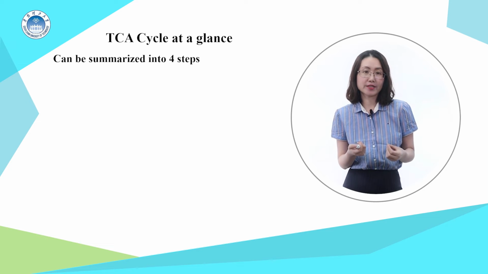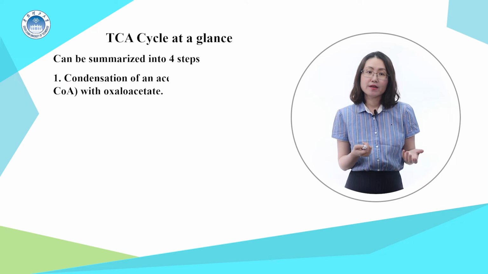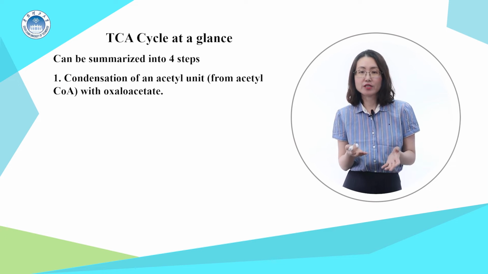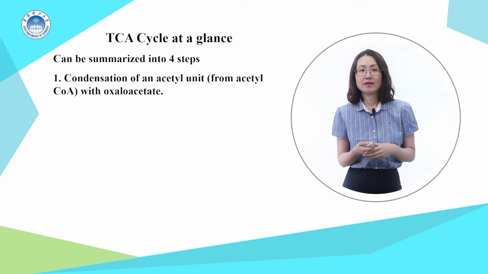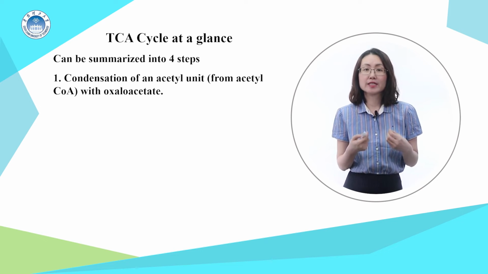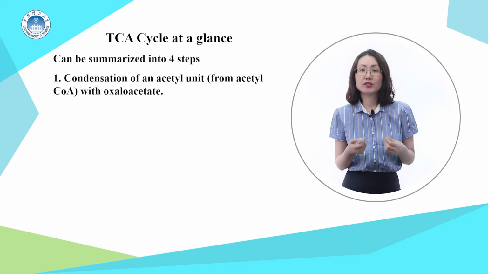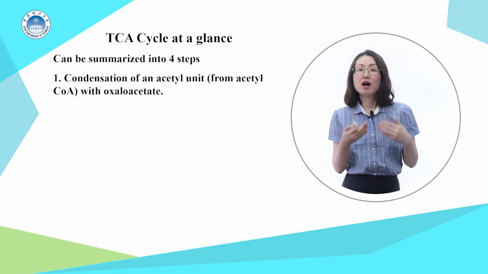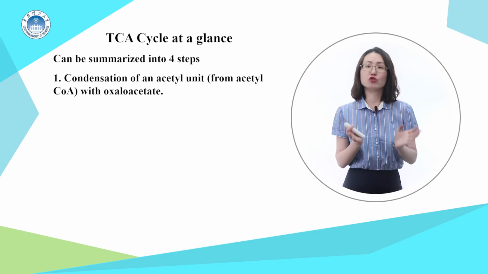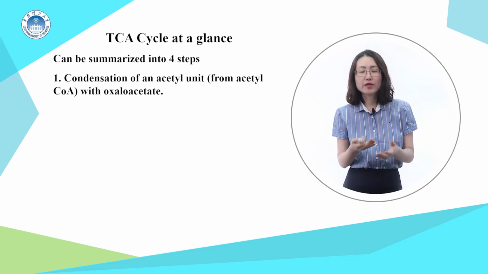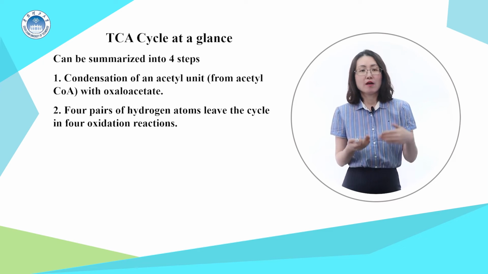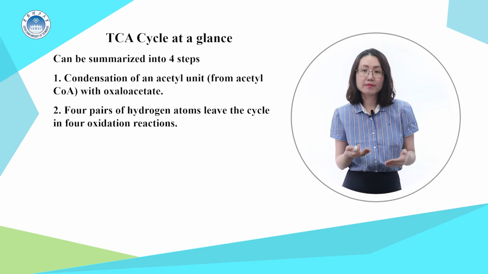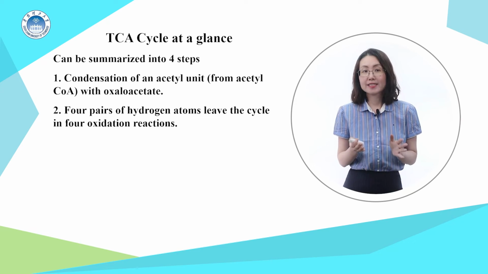This is how it occurs. First, the condensation of an acetyl unit from acetyl-CoA with oxaloacetate. Isocitrate dehydrogenase and alpha-ketoglutarate dehydrogenase both catalyze successive decarboxylations so that two carbon atoms leave the cycle in the form of CO2. And then step 2, 4 pairs of hydrogen atoms leave the cycle in 4 oxidation reactions.